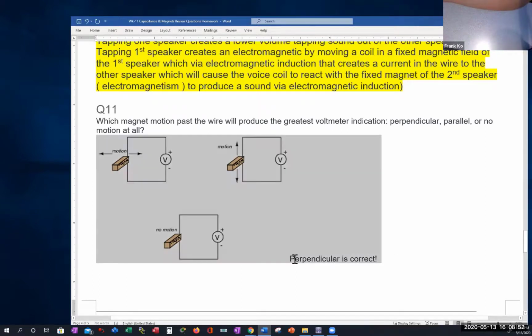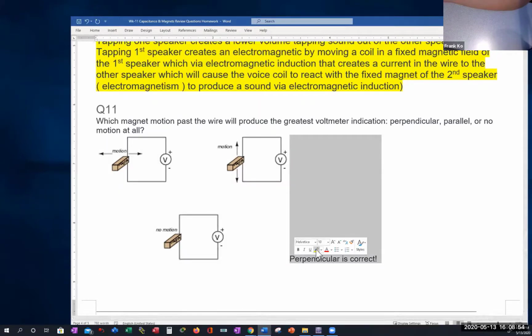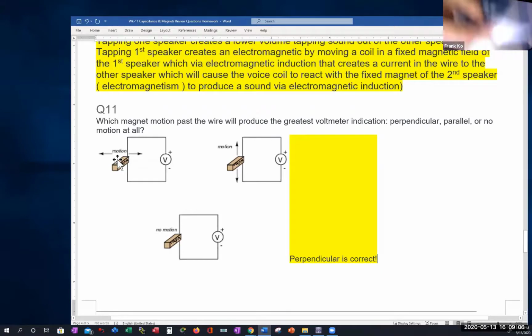You will get the greatest induction where the wires are moving at right angles, meaning perpendicular to the magnetic field, or the same if the magnetic field is moving at right angles to the wire. That is where you're going to get the greatest interaction. Okay.